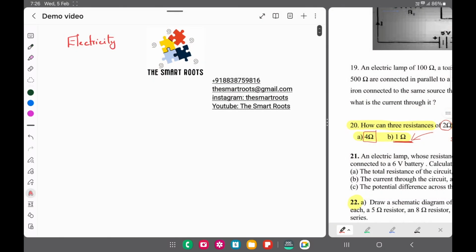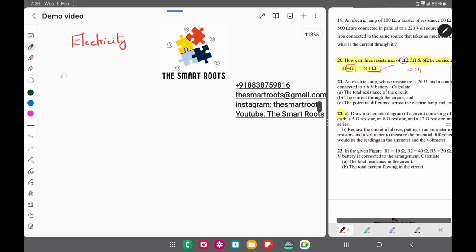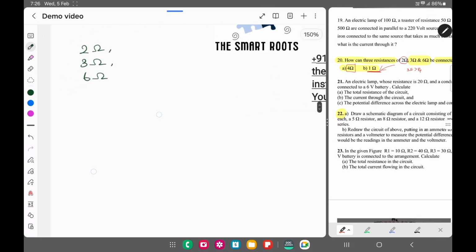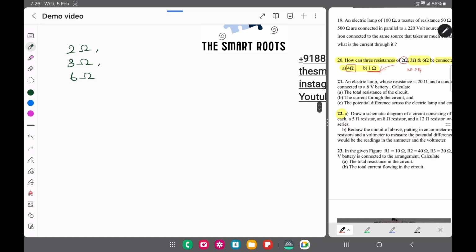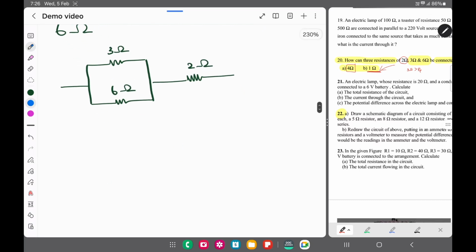So the resistances are 2 ohm, 3 ohm and 6 ohm, right? Hope whatever I'm writing is visible. Let's proceed. Let's try with the first circuit. Let me connect 3 and 6 ohm in parallel, and then maybe I'll connect 2 in series with it. So 3 and 6 in parallel.